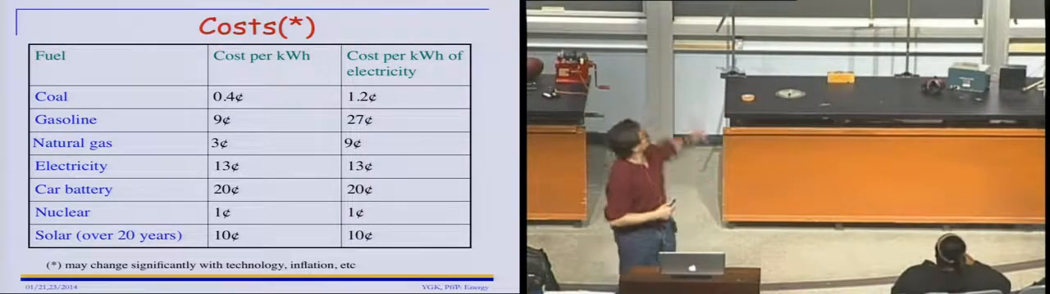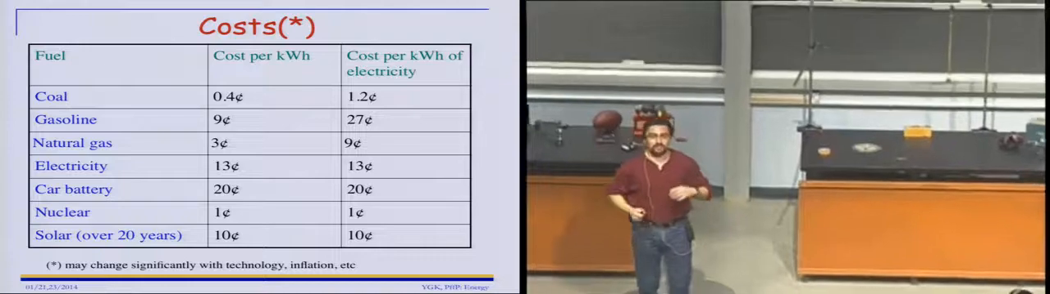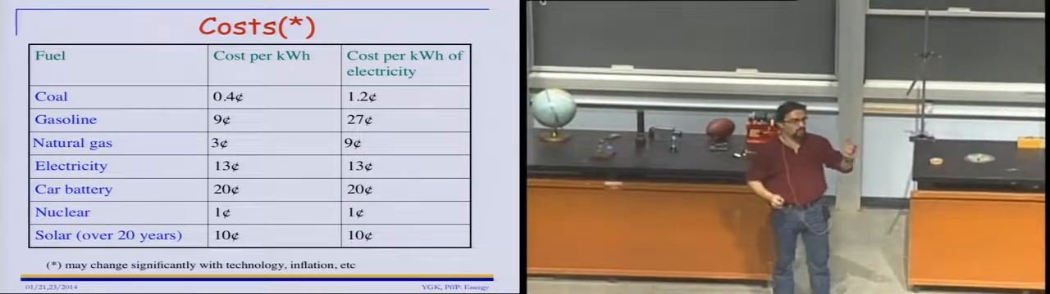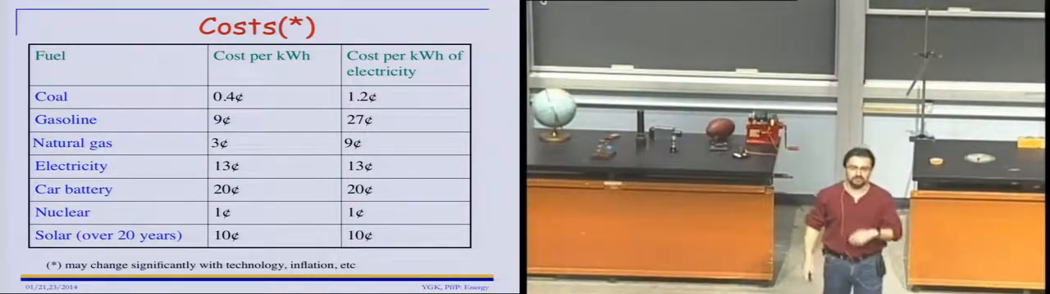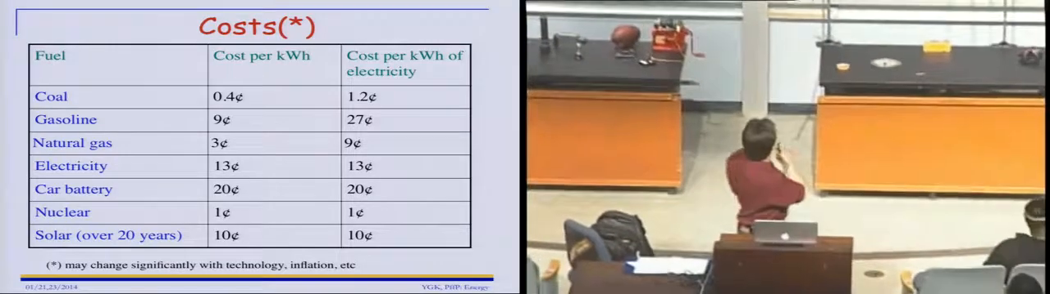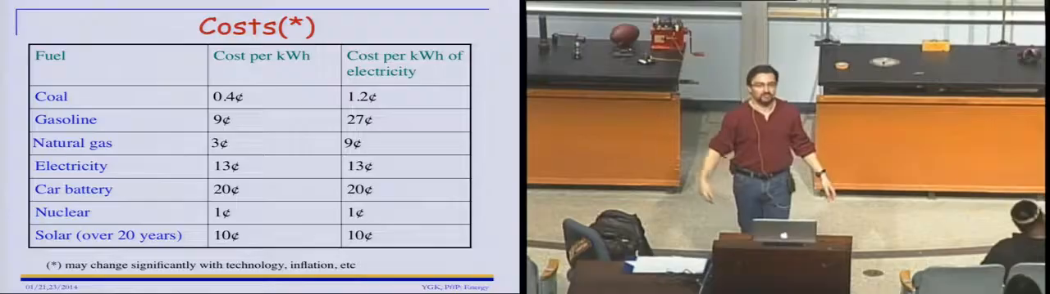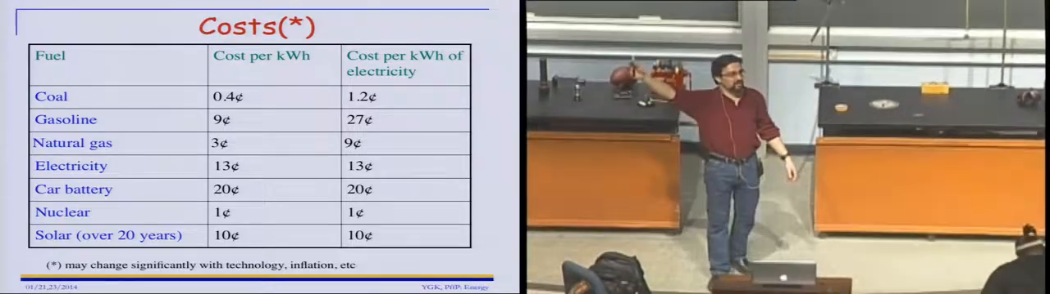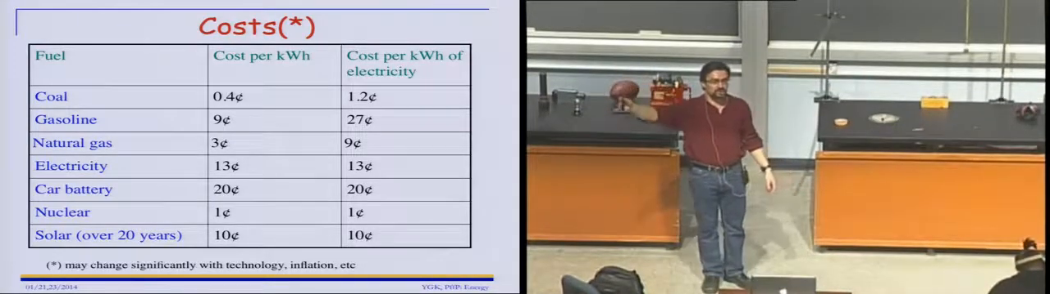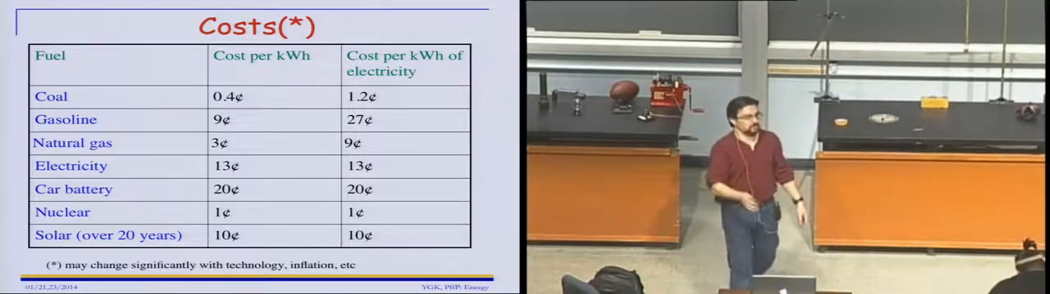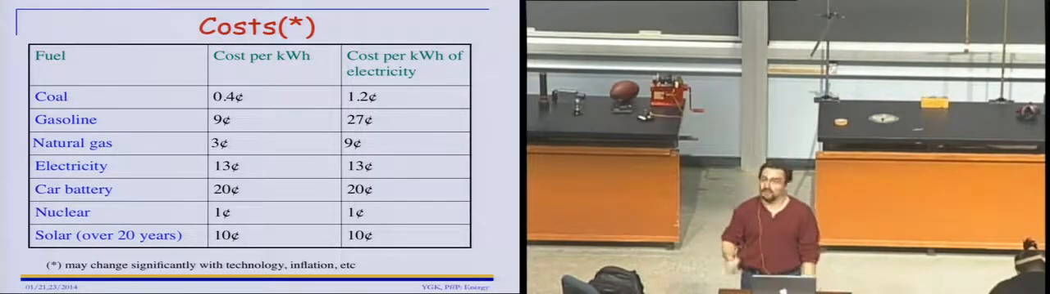So now let me go back to the table. If you are using nuclear power, most of the cost is not in the fuel. If you're using solar power, most of the cost is not in the fuel either. There isn't any fuel. You're harvesting the energy of the sun. Most of the cost is in producing equipment necessary to harness that power.